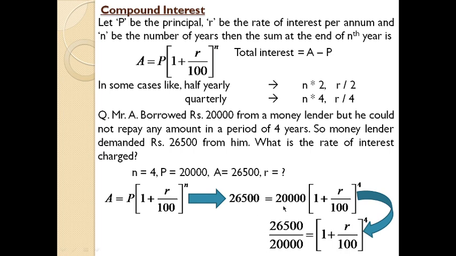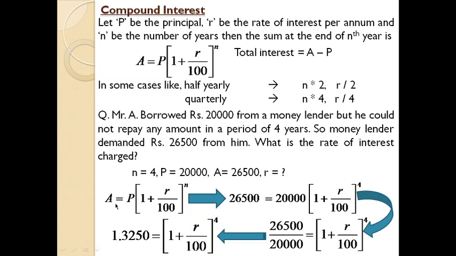Here, 26,500 divided by 20,000, as you all know, we shifted this amount to this side. You will get 26,500 equal to (1 plus r by 100) raised to 4, which can be treated as 1.3250. This is obtained by dividing 26,500 by 20,000. You will get 1.3250 equal to (1 plus r by 100) raised to 4.